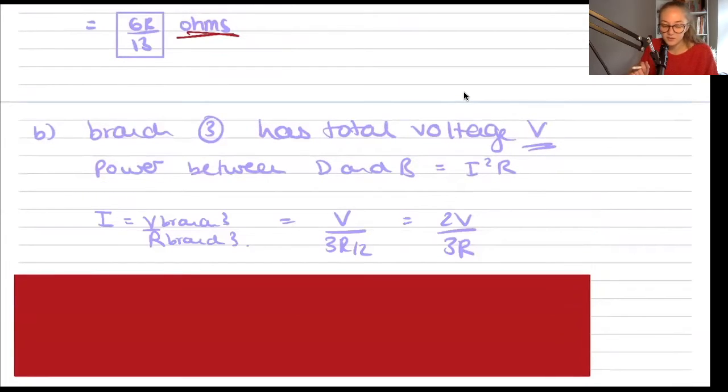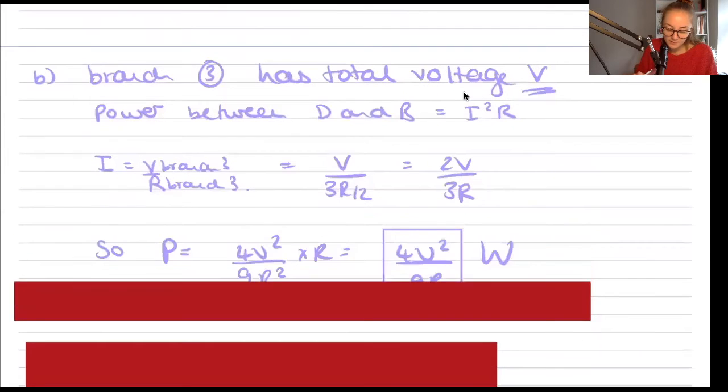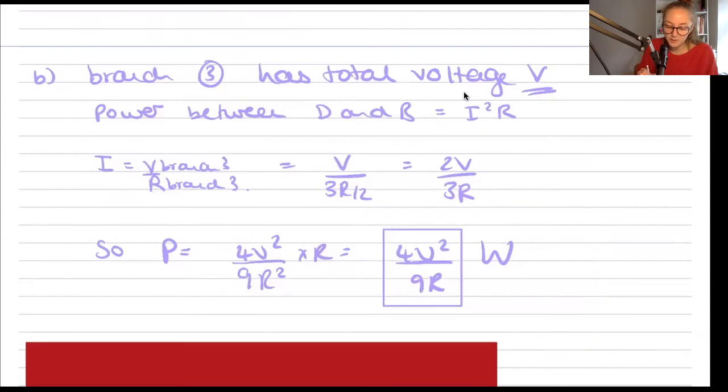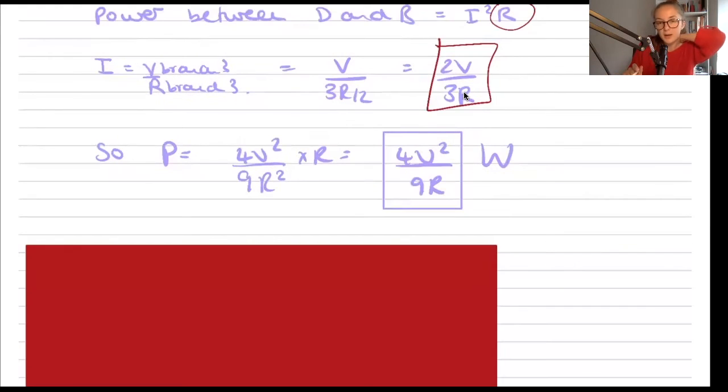And that would be the voltage of branch 3, V, divided by the total resistance of branch 3, which is 3R over 2. Now that we have an expression for the current, we can stick that into the equation P equals I squared R, where I is the current through the component we wanted to know the power of, which is the same as the current along the whole branch, the I we just worked out. And R is the resistance of that one component, which is R. When we stick that into P equals I squared R, we get this expression here for the power.